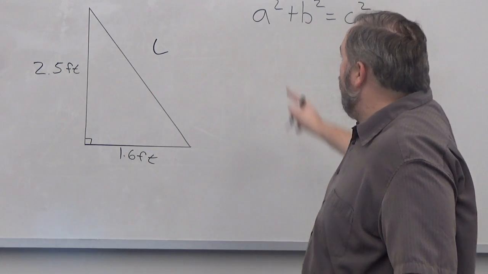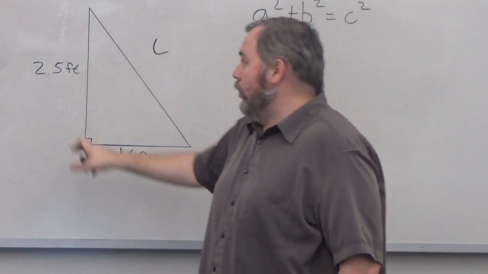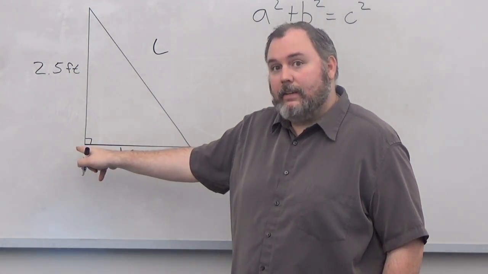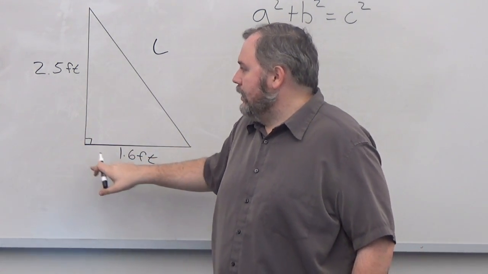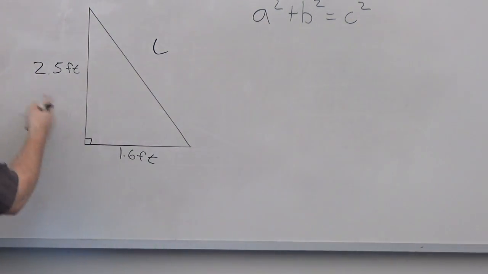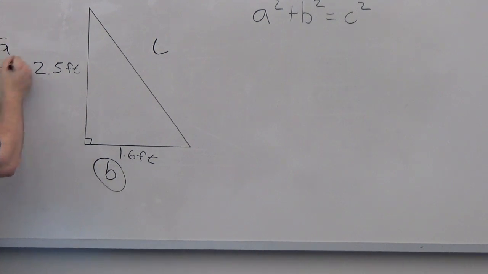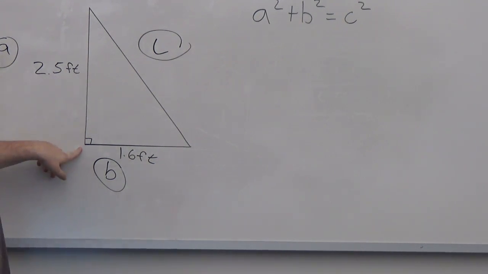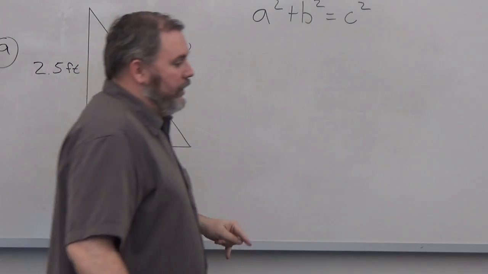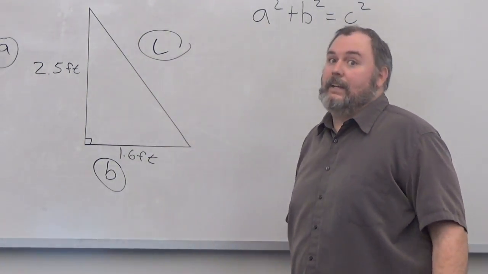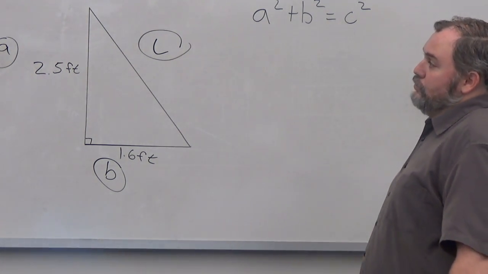Now, what are A and B? Well, A and B are the other 2 sides. What's so special about them? They're connected by the 90. So A and B are right here. It really doesn't matter which one we call which, but we're going to say this is A and this one is B. So A and B are connected by the 90, and opposite of that 90-degree angle is the hypotenuse, which is C. Knowing this, we can actually solve for this missing side by plugging it into our equation.